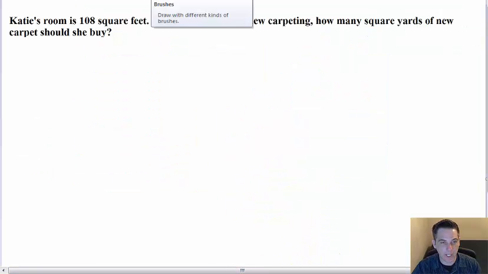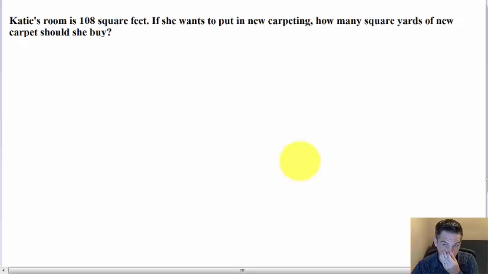Okay, so number 2, Katie's room is 108 square feet. If she wants to put in new carpeting, how many square yards of new carpet should she buy? Okay, so this one they don't give us a key to tell you how much feet converts into yards, because they're going to expect you just to remember some of these things.